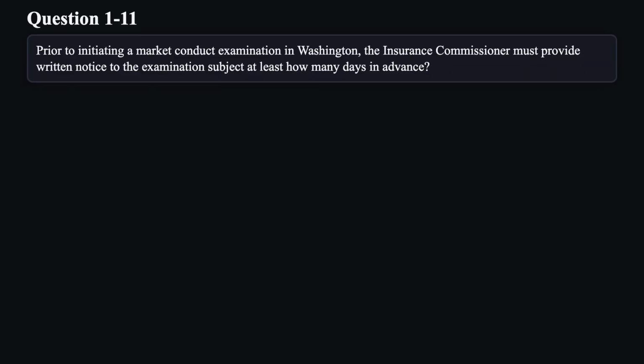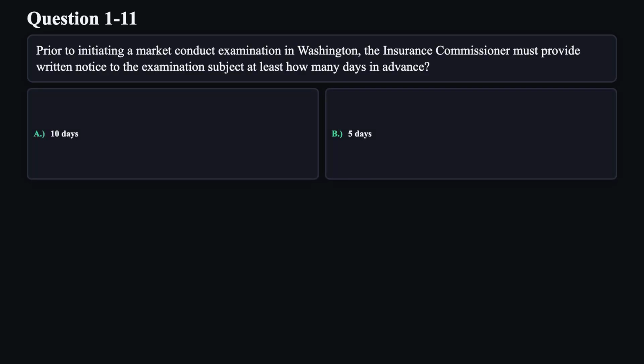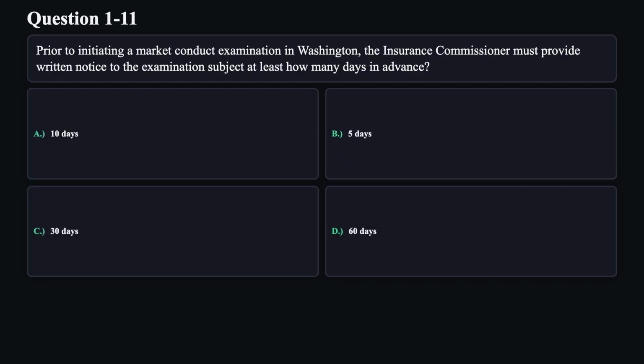Question 11. Prior to initiating a market conduct examination in Washington, the insurance commissioner must provide written notice to the examination subject at least how many days in advance? A. 10 days. B. 5 days. C. 30 days. D. 60 days.